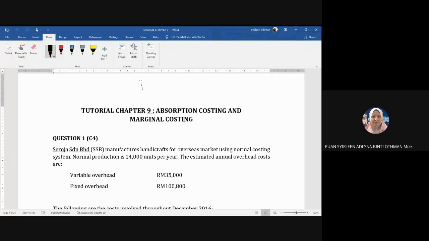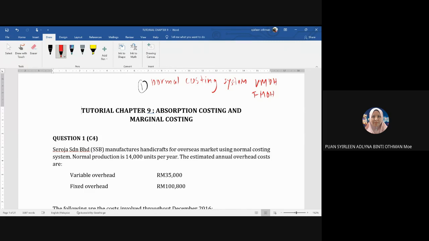Okay, satu, kita kena tahu dia punya sistem lah. Normally topik 9 ni dia akan guna normal costing system. Okay, so bila normal costing system, you kena check dalam soalan, okay, kamu akan cari VMOH, Variable Manufacturing Overhead, and also Fixed MOH dalam soalan. Okay, alright. So dia punya cerita is actually, kita kena tengok ada berapa VMOH dan ada berapa Fixed MOH.